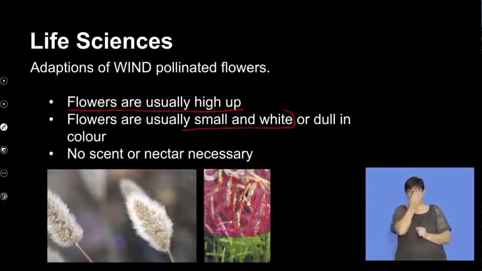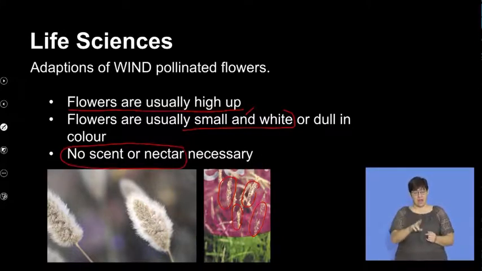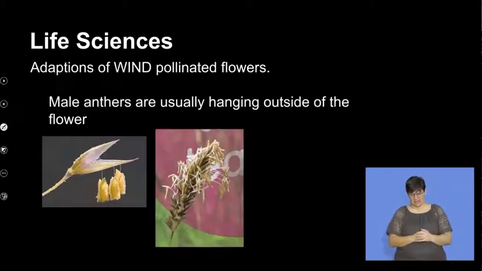So you've got these flowers that are high up. They're small. They're white. No, the birds aren't interested in them. They don't have to advertise. And because we don't have any pollinators, why waste our energy on having a special smell or giving them some kind of reward? So there's no scent or nectar. But what do they have? And this is quite important.